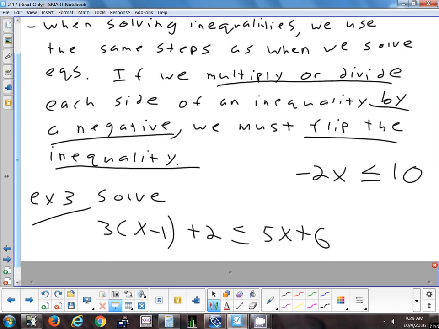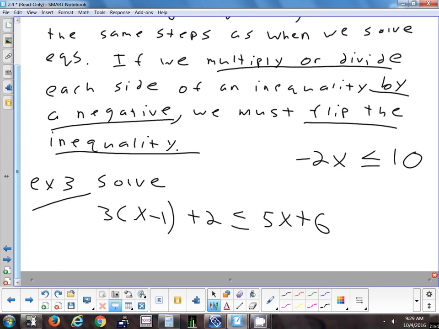Okay, so follow all the same steps, just as if you were solving an equation. Okay, so Ryan, what would my first step be here? Distribute. Good, I'm going to distribute, and can you tell me what I get when I do that? 3x minus 3. Yep, 3x minus 3, and then we're going to add 2. So what does that give me? Negative 1. Yeah. So I did the distributive, and I combined like terms all in one step.